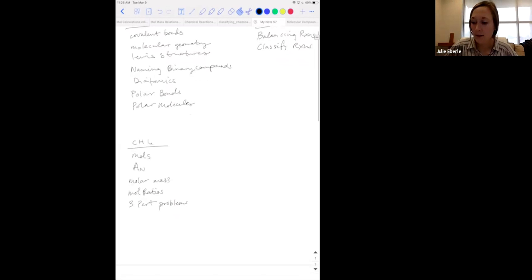Okay, chapter 6, we said we identify what a mole was, Avogadro's number, how to calculate molar mass, how to pull out mole-to-mole ratios from chemical reactions. And then I just put 3-part problems because those kind of seem like their own thing.